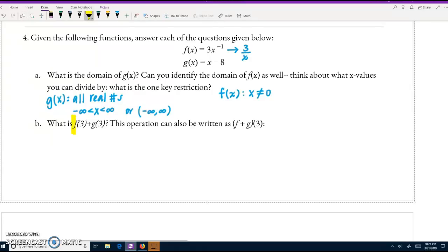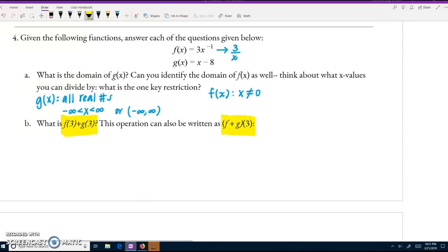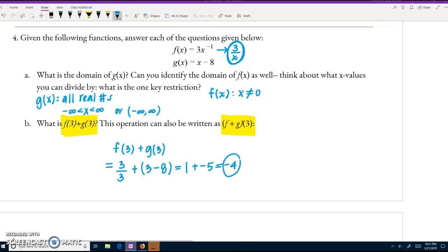We can be asked what is f of 3 plus g of 3, or this same notation could be used as well, f plus g of 3. Those are equivalent operations. So if I want to find this out, f of 3 plus g of 3, I'm just going to plug 3 into both of those operations. So when I plug that into f of x, I'm going to use this 3 over x setup instead of the negative first power. So I'll have 3 over 3, and then g of 3, I'm going to plug 3 in and get 3 minus 8. So this will simplify to become 1 plus negative 5, which is equal to negative 4 as our final answer there.